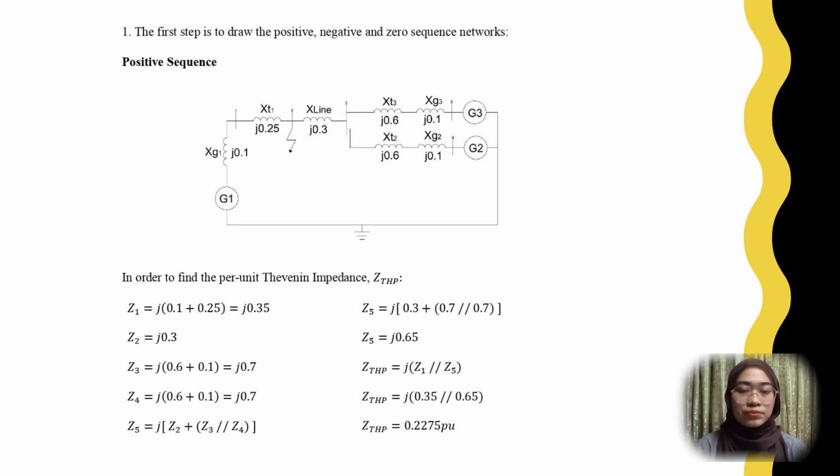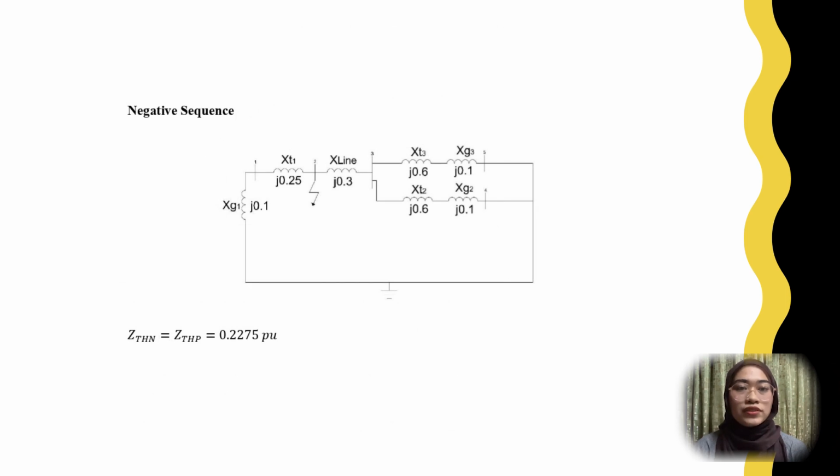The Thevenin impedance for the positive sequence is equal to 0.2275 per unit. As I mentioned before, the difference between negative and positive sequence is in the circuit drawing, which has no voltage source for the negative sequence. So the total Z Thevenin for the negative sequence is the same as the Z Thevenin in the positive sequence, which is equal to 0.2275 per unit for this power system.